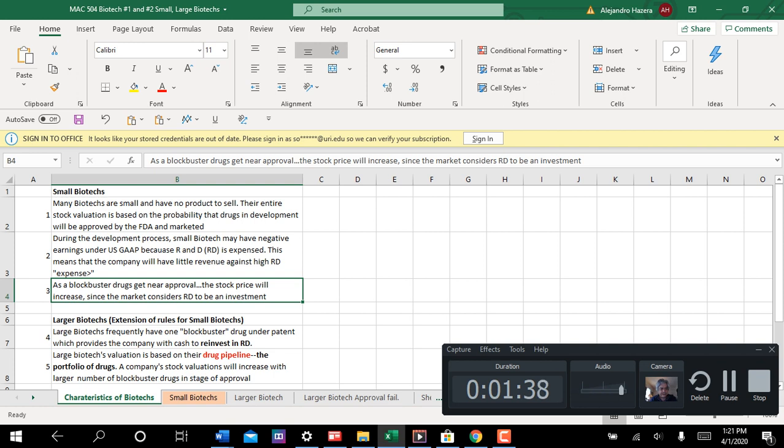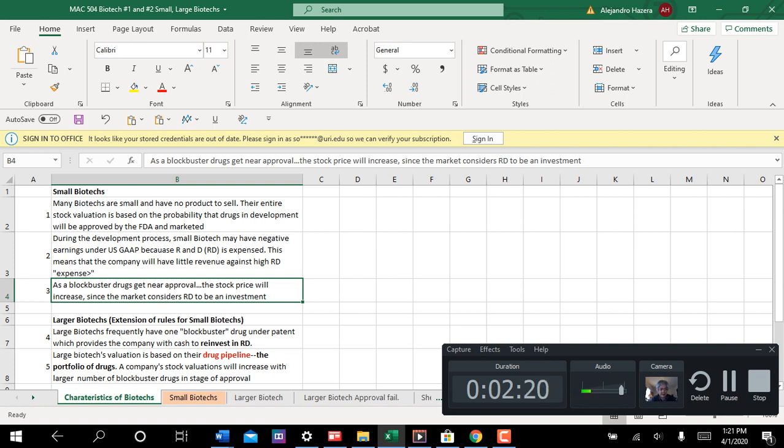Okay, and finally, if blockbuster drugs near approval, then the stock price will increase. It's interesting to see that there are three stages of FDA development: stage 1, stage 2, stage 3. As the drugs get closer to approval, the stock market anticipates that they may be approved and starts driving the price up. So just before approval, you might get some negative PE ratios because the price is going up, but the earnings per share are still negative.